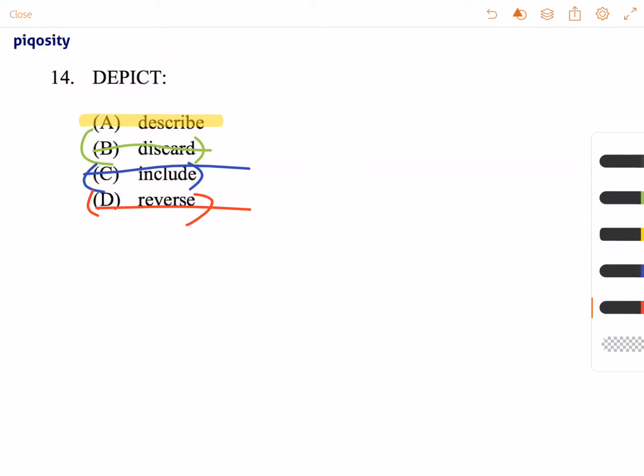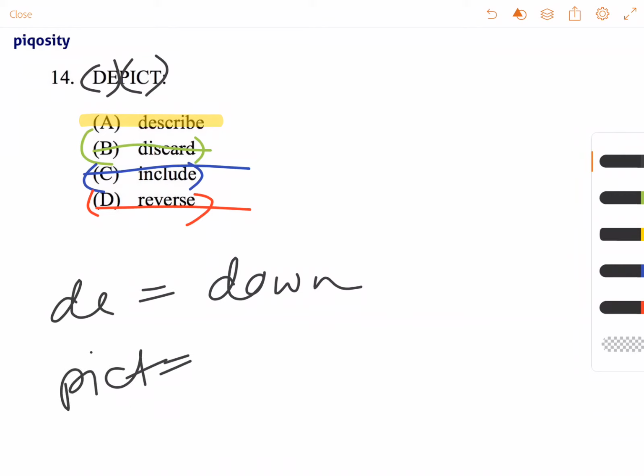So if you break down the word, de as a prefix means down, and then pict means to paint. So to paint down, so put something down in a painting. So the best answer for depict is A, describe.